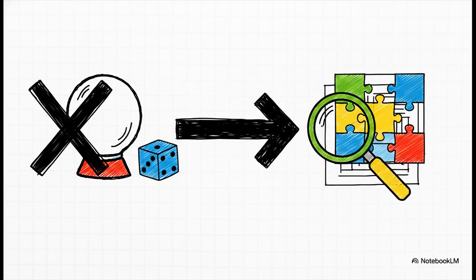Well, if that sounds a little too familiar, the framework we're looking at today suggests you need to put a full stop to it right now. It is time for competitive intelligence. Now, I know that sounds like a super intimidating corporate buzzword, but looking at our sources, it's actually just a highly practical, step-by-step blueprint. It's all about systematically figuring out exactly what's working in your market so you can step up and do it even better.